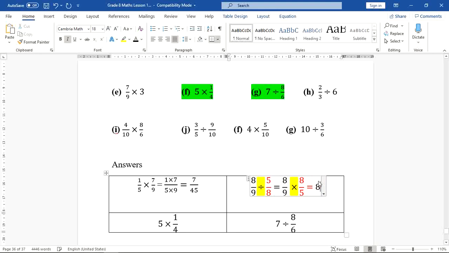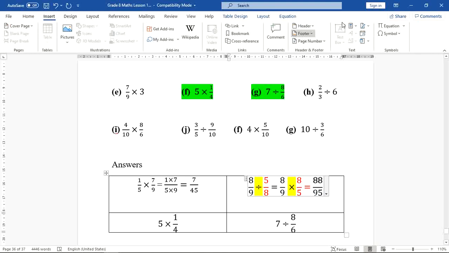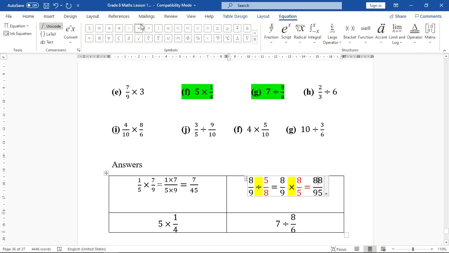So that's 8 times 8, and this is 9 times 5. So we need to insert the multiplication sign, and also multiplication. And if we simplify the numerator and the denominator, we just multiply out. So 8 by 8 is 64, and 9 by 5 is 45.